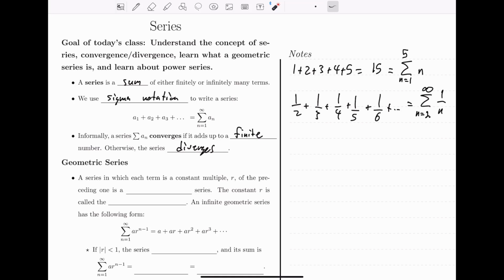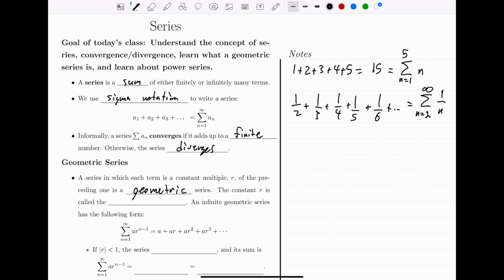Now that we've seen some examples of series and we've had some practice working with sigma notation, let's take a look at one very important special kind of series, which is a geometric series. A geometric series is a series in which each term is a constant multiple of the preceding one. This is a geometric series.